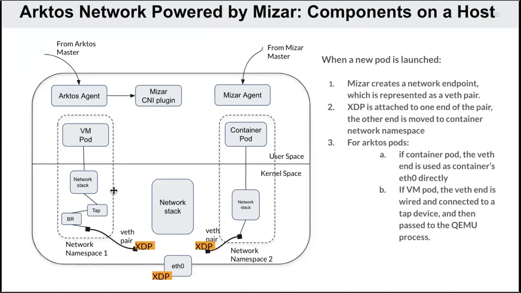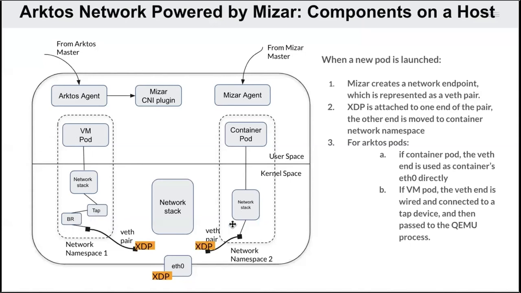What happens for the VM pod is a little different. The CNI plugin will also move the other end of the veth pair into the network namespace. But because Qemu now cannot use this end of the veth pair as a VNIC directly, we have to do a little more wiring work. We will have a switch here, and we create a tap device attached to this switch, and we use a file descriptor of this tap device as a parameter to the VM, the QEMU process, as a VNIC device. We are trying to optimize this part to gain better performance.